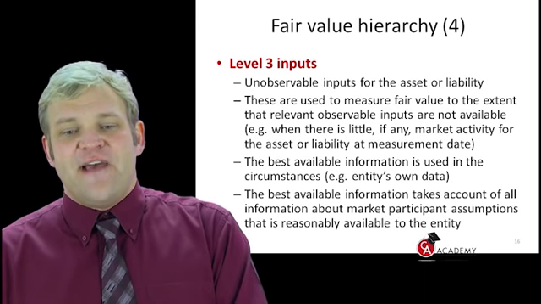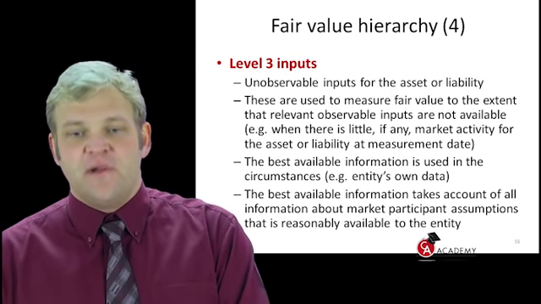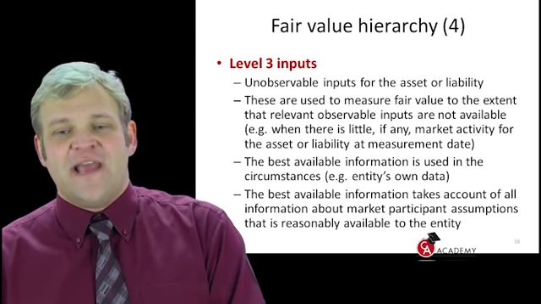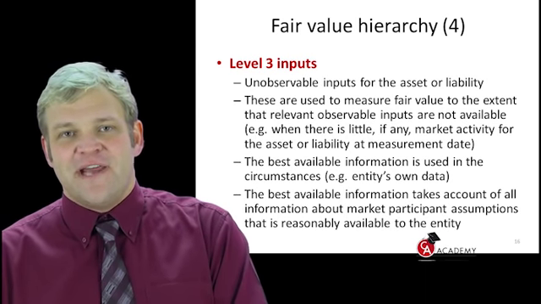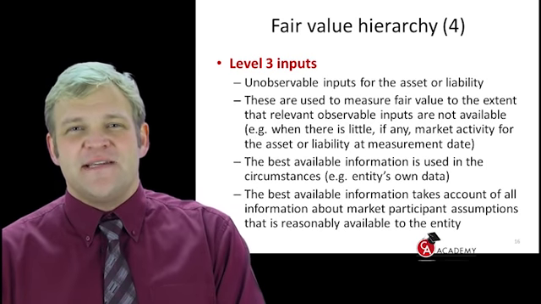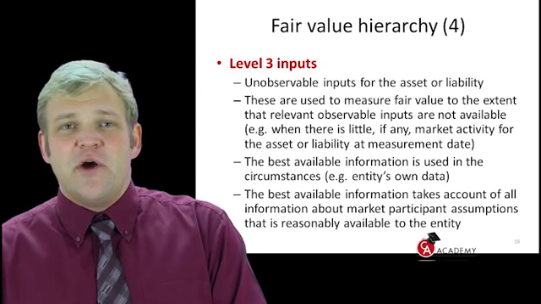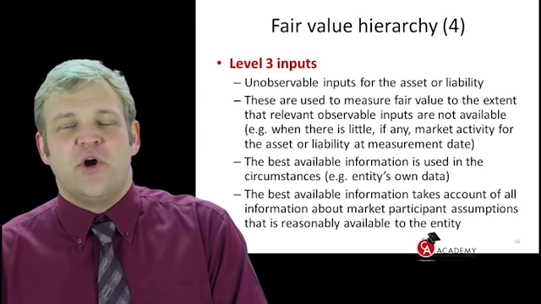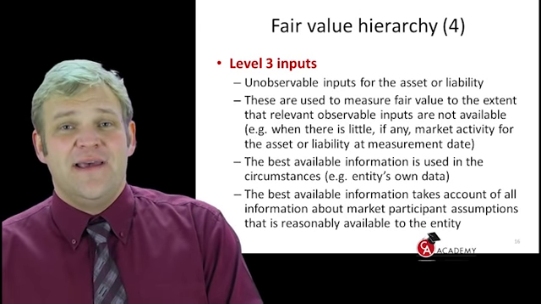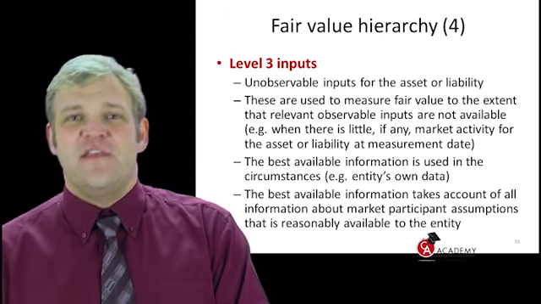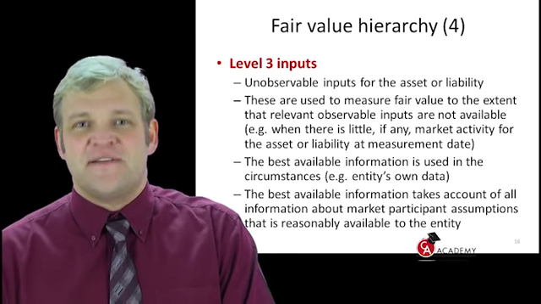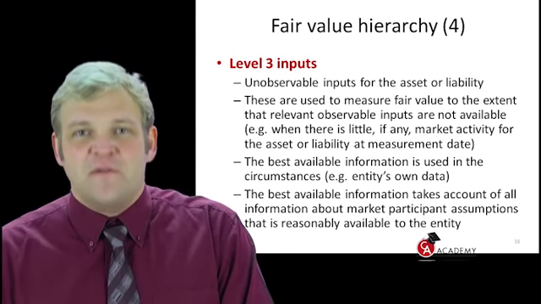These are used to measure fair value to the extent that relevant observable inputs are not available. For example, when there is little, if any, market activity for the asset or liability at the measurement date. The best available information is used in the circumstances, for example, the entity's own internal data. Now, we're not saying that this information is bad or that it's not the right information or that it's misleading information. All that we're saying, this is not independently determined. Therefore, it's not a high quality, but we're still using it because it's the best information that's available. But what is the penalty that we're going to pay?